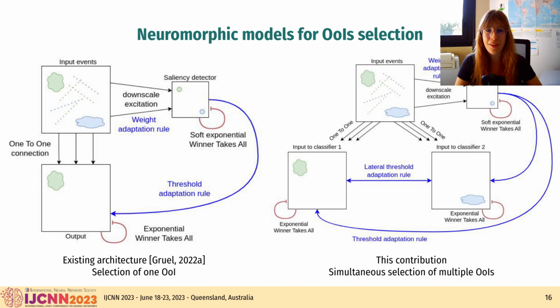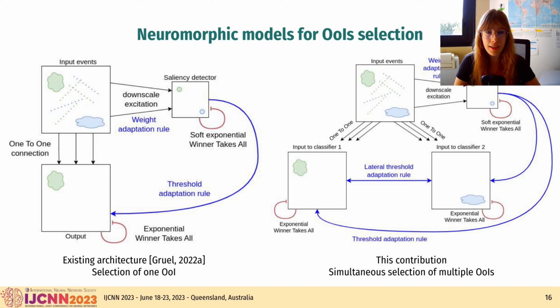Now I'm going to tell you a bit more about our contributions, so the simultaneous selection of multiple objects of interest at a time. As you can see here, we built on the original neuromorphic model that I presented to you earlier to build a new one. In this architecture, I will only tell you about the simultaneous selection of 2 objects of interest at a time, in an effort to be more comprehensible.